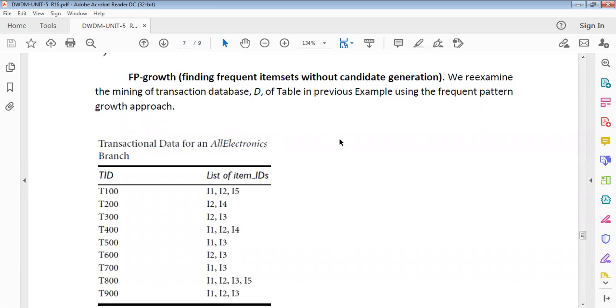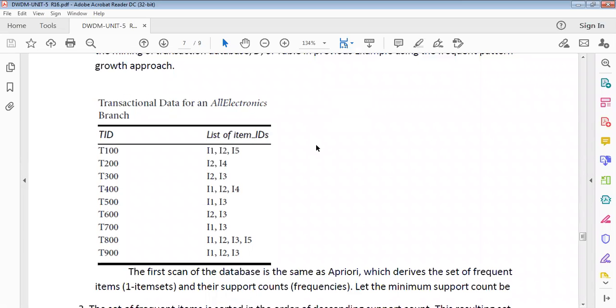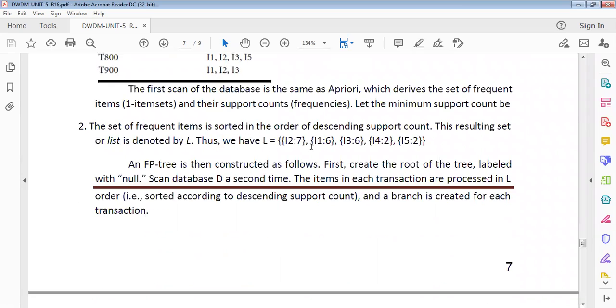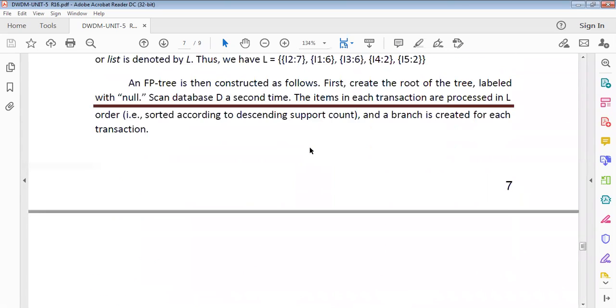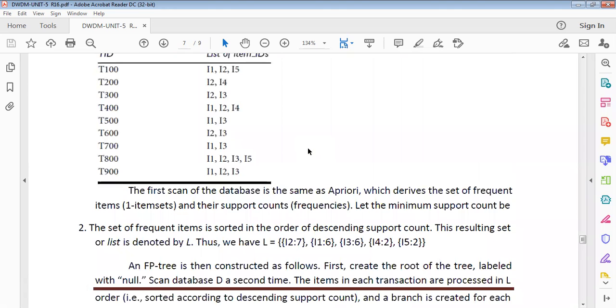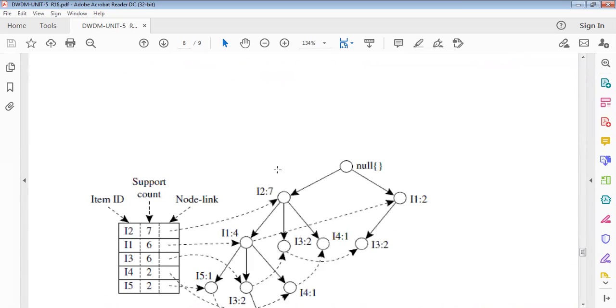FP growth is finding the frequent item sets without candidate generation. We re-examine the mining of the transaction database in frequent pattern growth. See these transactions, a total of 9 transactions you have to consider, and you have to represent the values. I2, how many times? I1, how many times? I3, 6. So this is the item ID and its support count. I2 is 7 times.